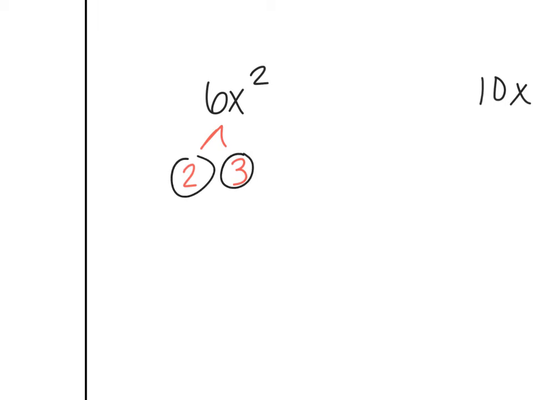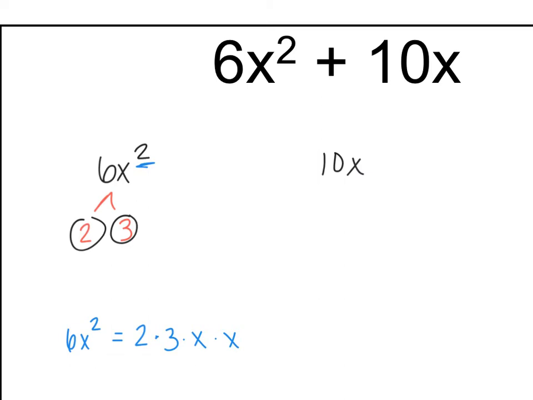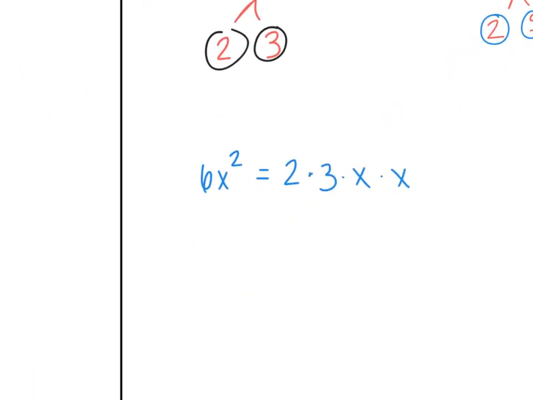And I rewrite this down here as 6x squared equals 2 times 3 times however many x's I have. And I have 2 x's. So times x times x. Now I'm going to find the prime factorization of 10x. To find the prime factorization of 10x, I ask myself, what multiplies to 10? 2 times 5. What's nice about this one is that they are both prime, so I'm going to circle them. So I can rewrite 10x as 2 times 5 times x.